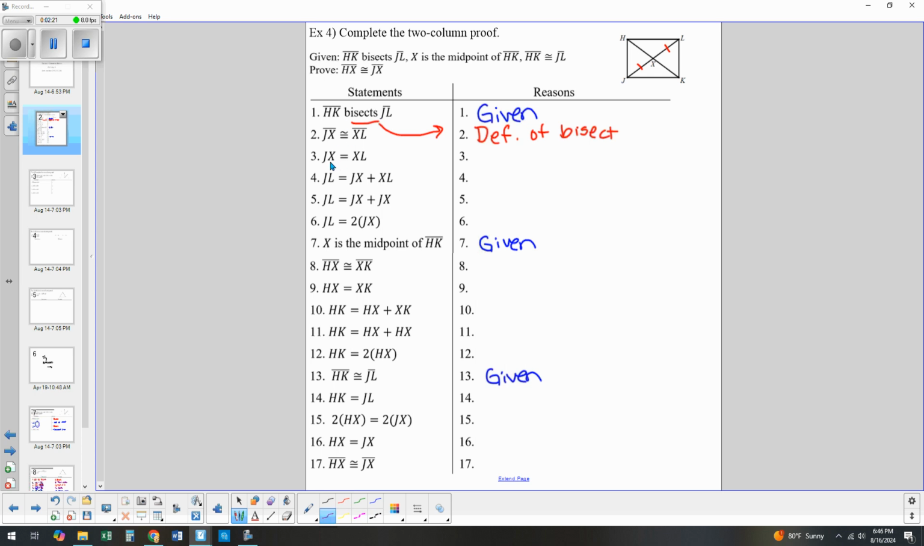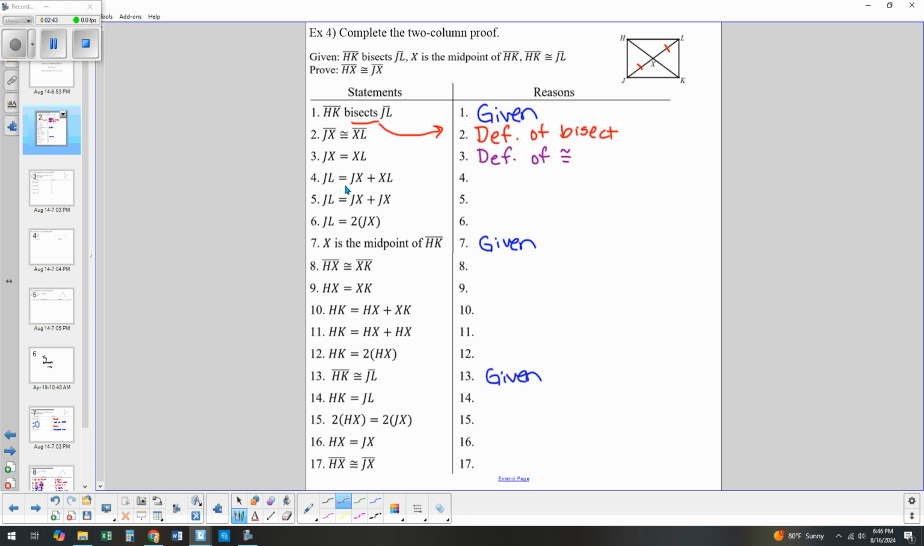Step 3 has the same exact letters as step 2, but in step 2 they had the bars with the congruence. In step 3 we're missing those. So we changed from congruency to equality. And if you remember from our last lesson, that is the definition of congruence, no matter which direction we're going, congruent to equal or equal to congruent.